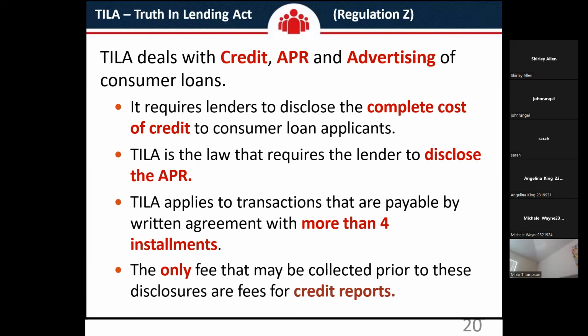So just so that they understand that it's going to be more money, because it's been the interest over the period of 30 years. TILA is a law that requires the lender to disclose the APR, annual percentage rate. That's the law that requires it. TILA applies to transactions that are payable by written agreement with more than 4 installments. Remember, everything in red is a test question.